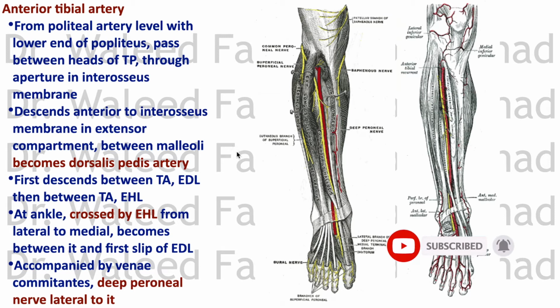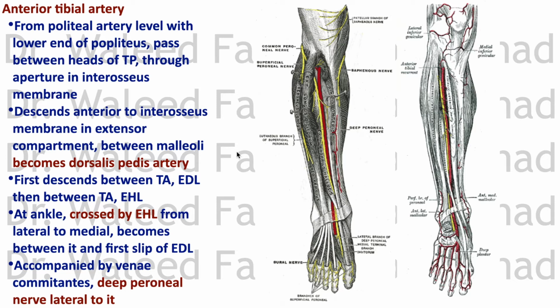The vessel of the anterior compartment is the anterior tibial artery. As you know, it's a branch of the popliteal artery. It ends at the lower border of popliteus by giving the anterior and posterior tibials. The anterior tibial passes anteriorly through the interosseous membrane and between the heads of the tibialis posterior to become in the extensor compartment.